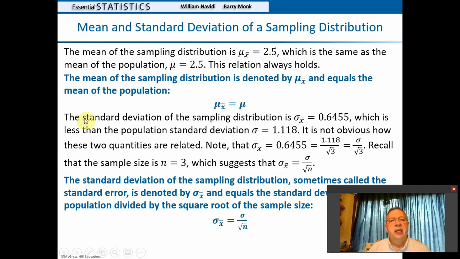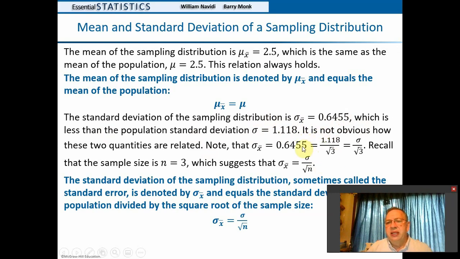Okay. Here the standard deviation turns out to be the standard deviation of the X bars. This is also called the standard error. We're going to use that term a little bit more later on. But the standard error is basically the sampling standard deviation, and this turns out to be 0.6455, and it's less than the population standard deviation that we calculated previously.